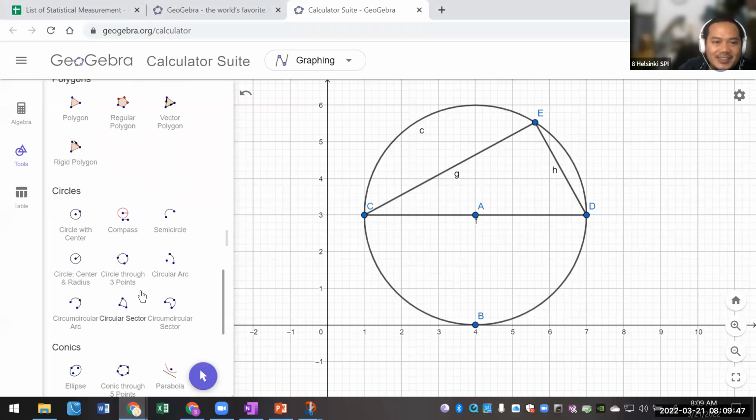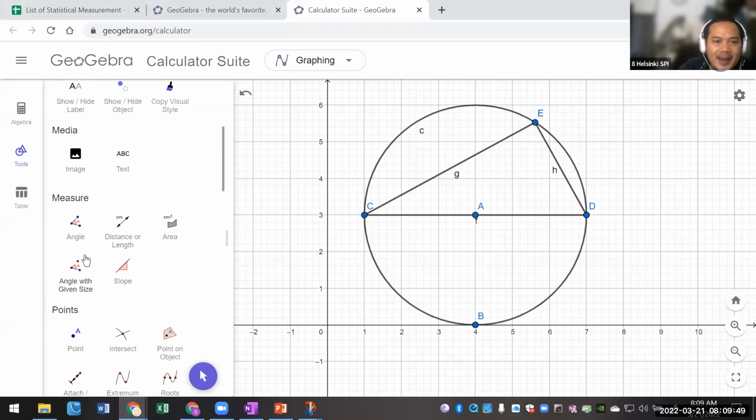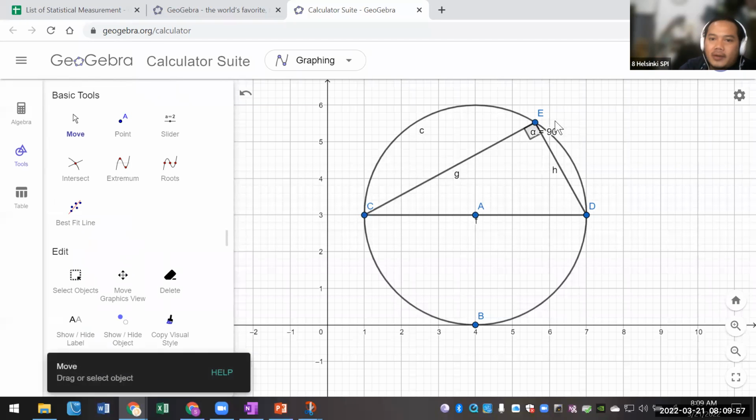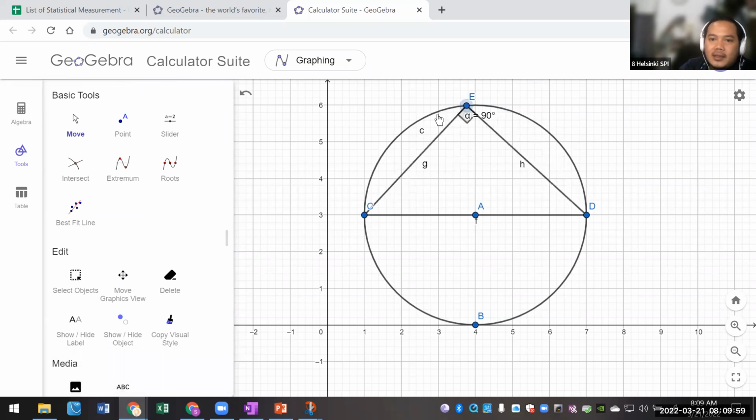Okay, so let's use the measuring angle tool: C, then E, then D. And yes, it's 90 degrees. So if I move this point E around, the angle doesn't change. The size of the angle doesn't change. It's always 90 degrees, because CD is a diameter, and the diameter is a straight line that goes through the center point.